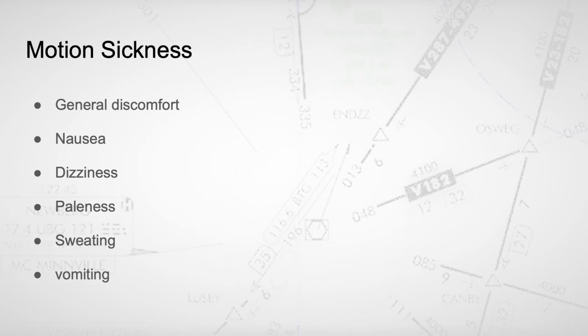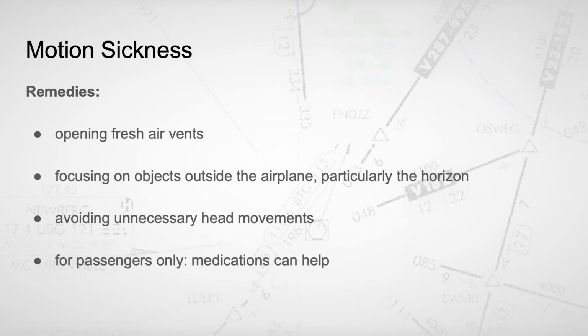Motion sickness, also known as air sickness, is caused by the brain receiving conflicting signals about the state of the body from the vestibular, somatosensory, and visual systems. This can be exacerbated by anxiety and stress. Many student pilots experience motion sickness at least once during their training. When in VMC, focusing on the horizon usually helps.